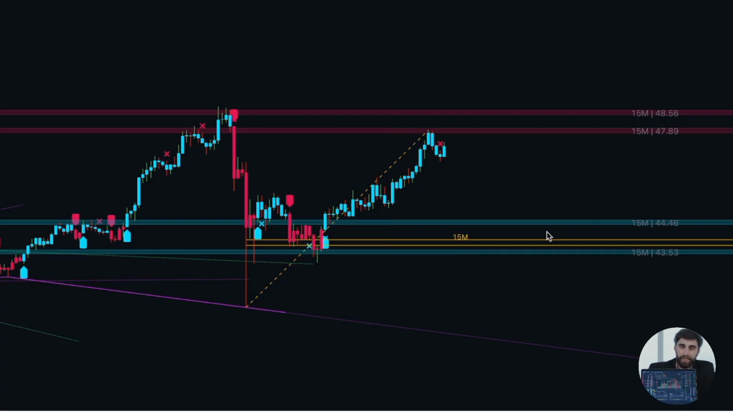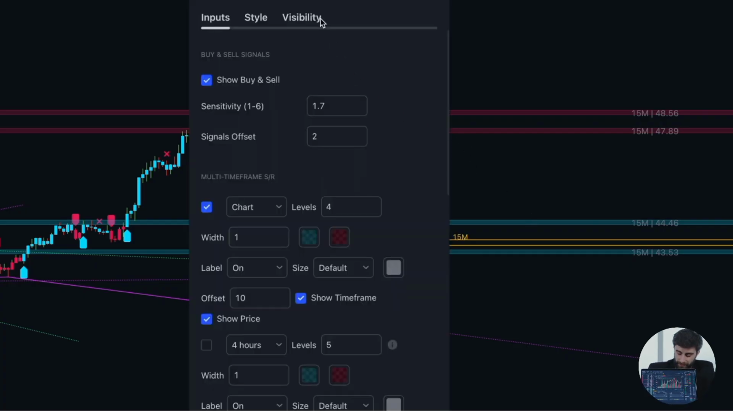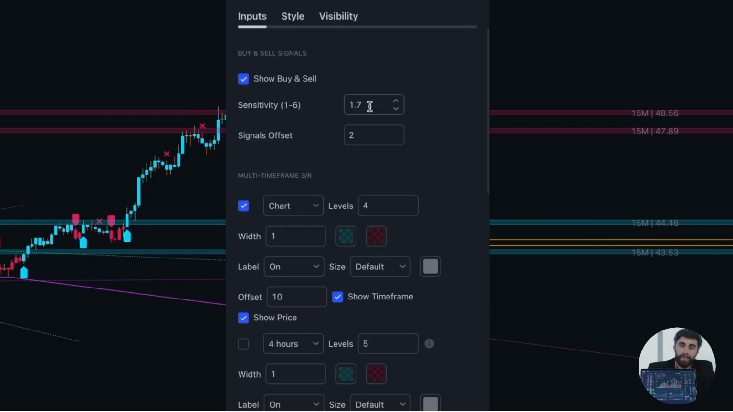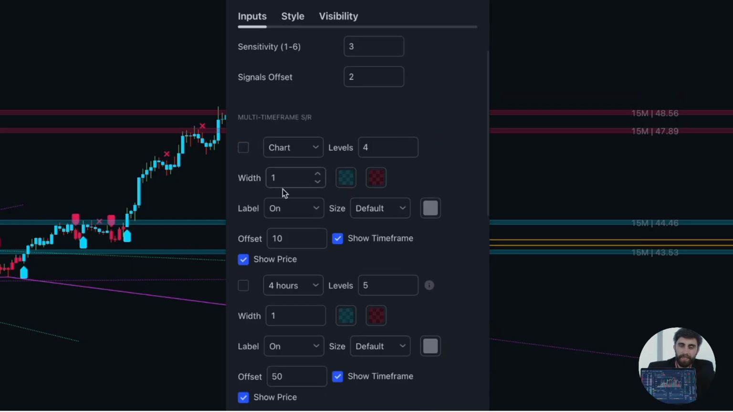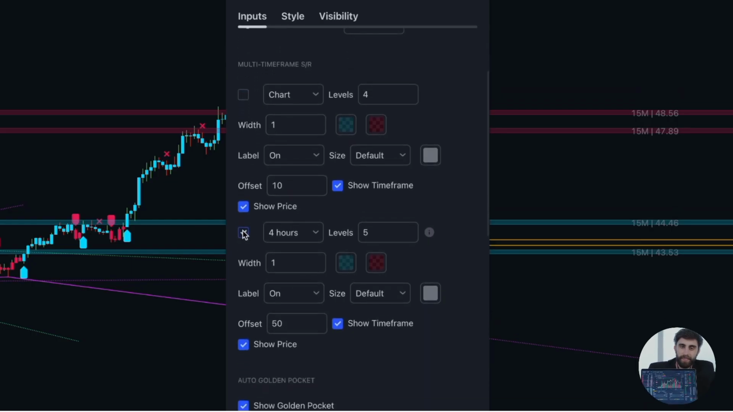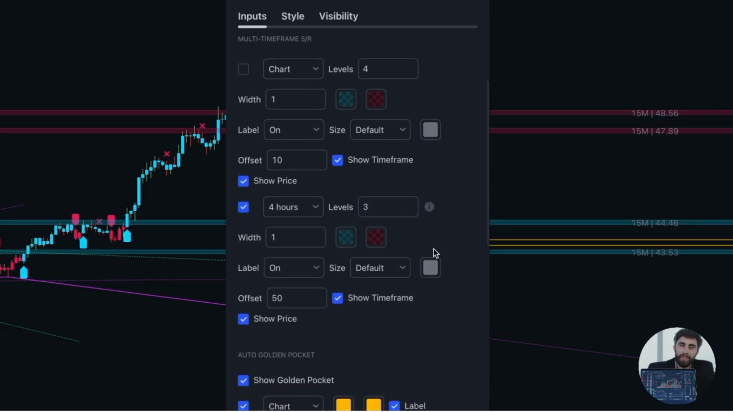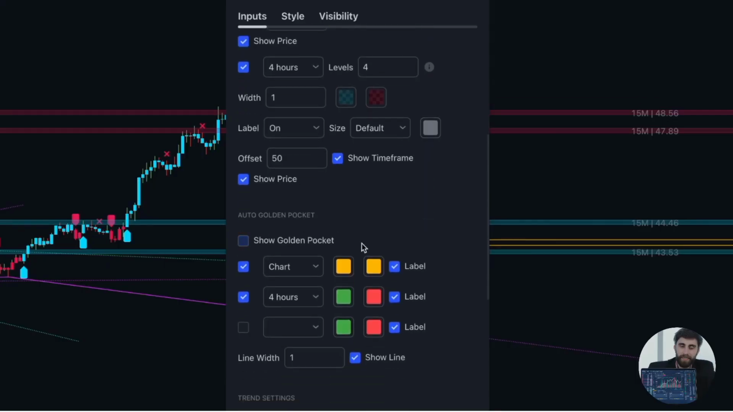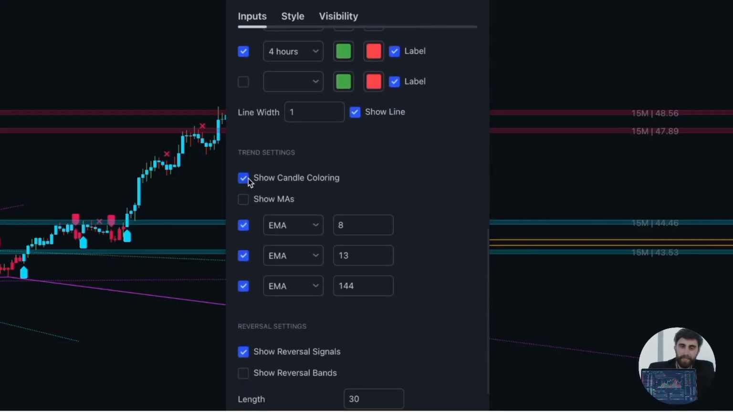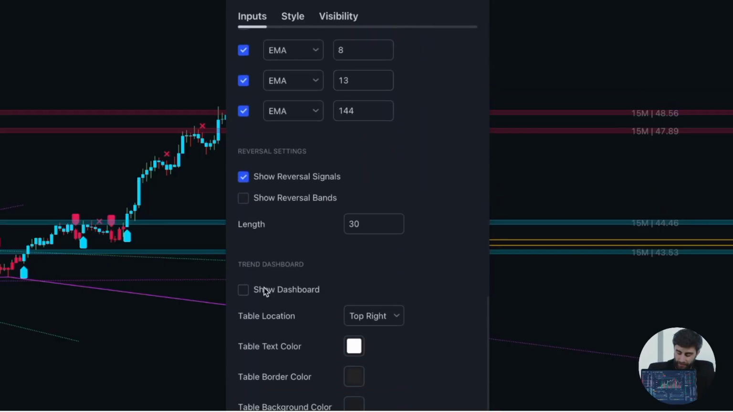In the indicator inputs, you can customize the sensitivity of these buy and sell alerts. Set this number to 3. The next step is to hide support and resistance from the current time frame. Instead, we'll enable SR levels from 4-hour time frame. The quantity of levels should be set to 4. Scroll down and disable the golden pockets. For this setup, we'll need to enable the trend dashboard. Once you're finished, click OK.